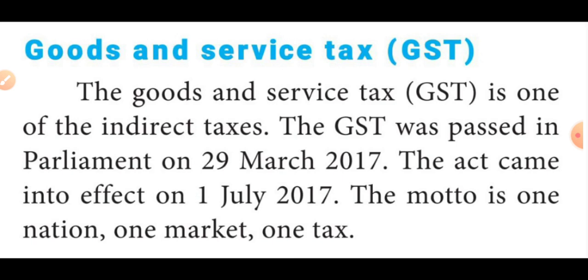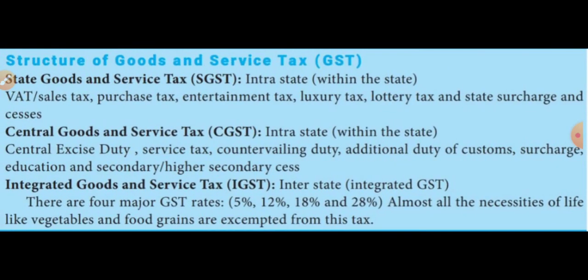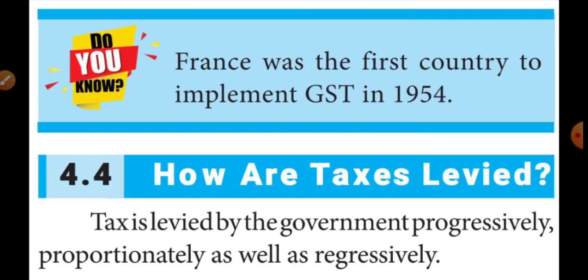Next we learn about the structure of goods and services tax. There are three types: state goods and service tax, central goods and service tax, and integrated goods and service tax. The first GST was implemented in France. France first introduced GST in the year 1954. This is a one-word question, so note it in your book.